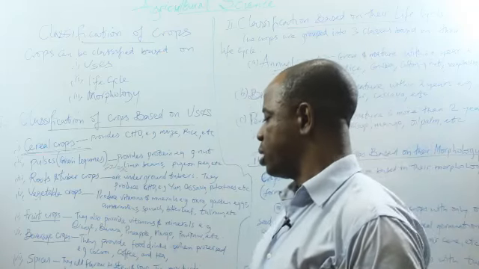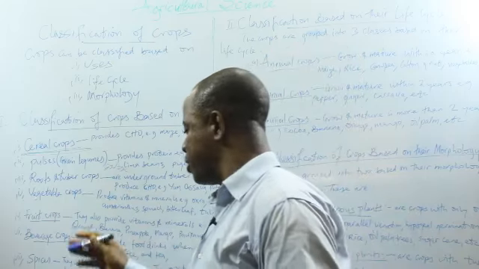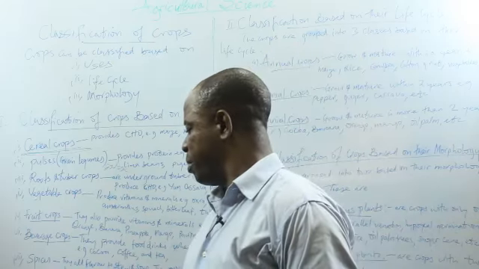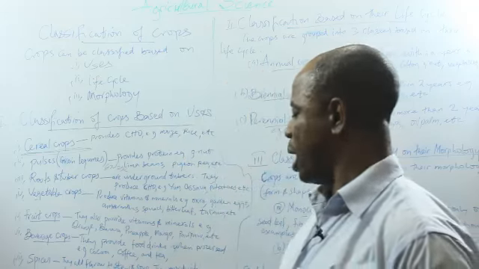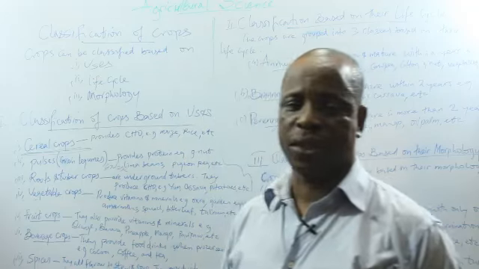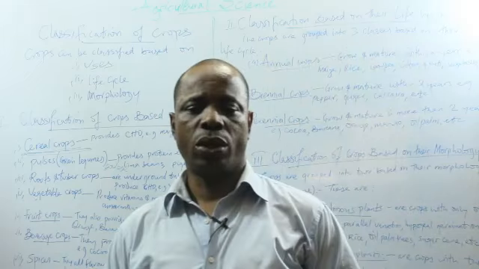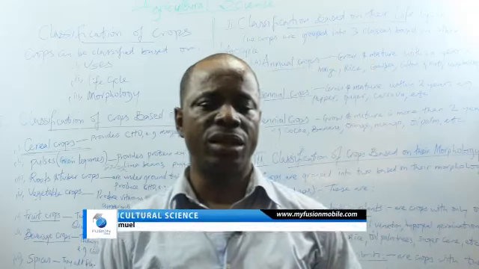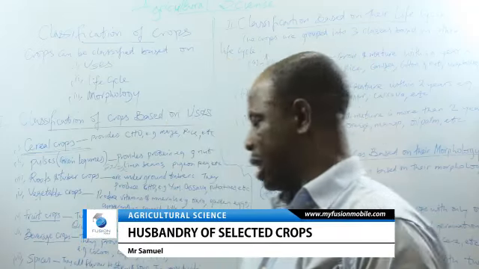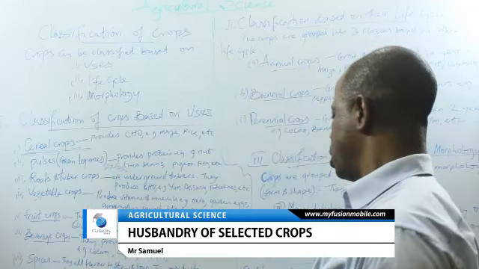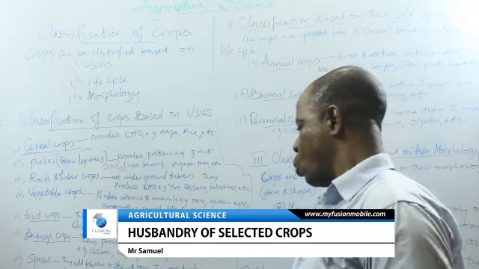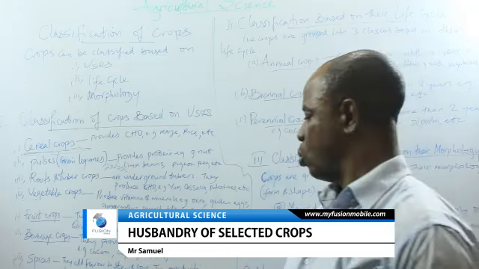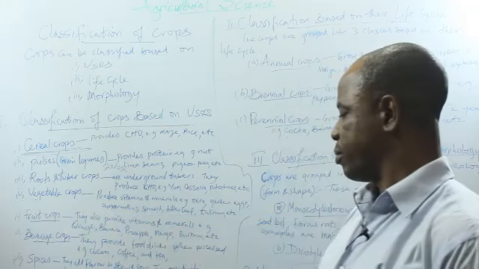Then we have beverage crops. Beverage crops are crops that produce food drinks when processed. When you get the fruits and you press them, you extract them, you can get the drinks. Examples include coffee, cocoa, and tea. These ones, when processed, will give us food drinks.